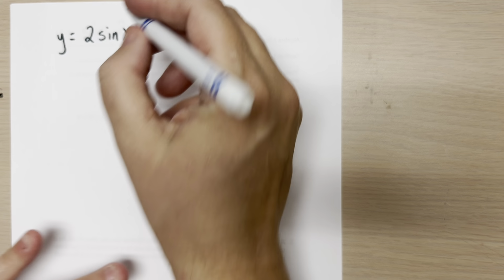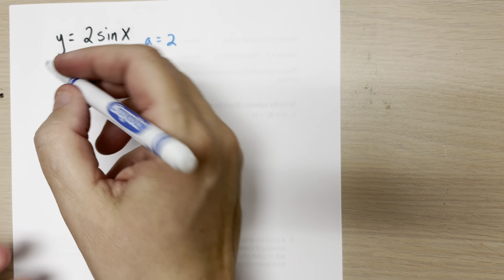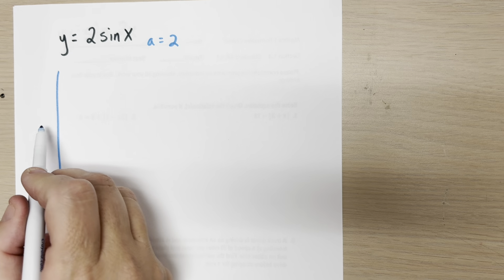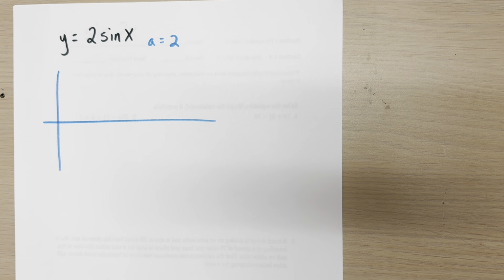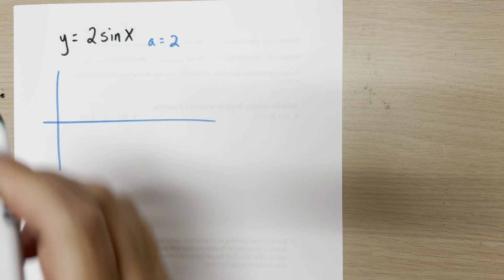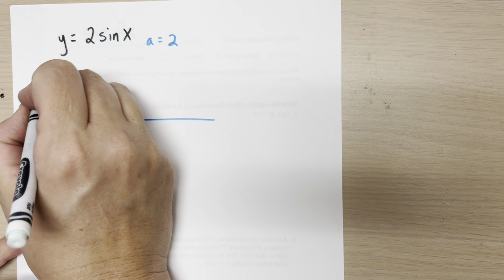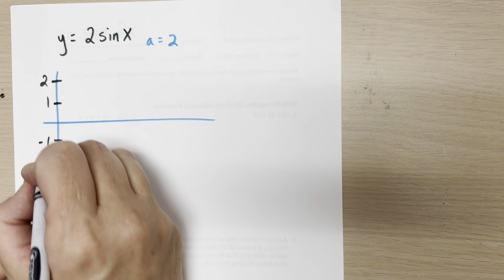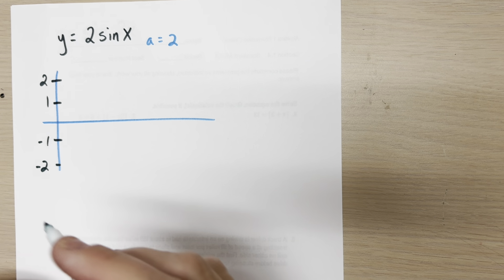All right, how about if we have y equal to 2 sine x? This time the amplitude is 2. It's going to be a normal looking graph. So let's do this and see what happens. All right, so we're going to go up 1, 2 this time, down -1, down -2.